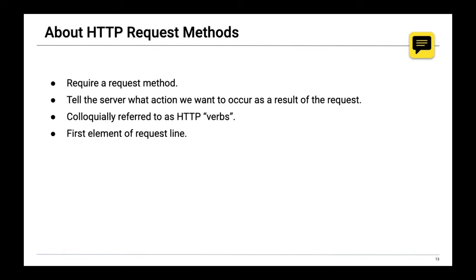Okay, so talking a little bit about those request methods. A request method is required. It's going to tell the server what action we want to occur as a result of this request. Colloquially, I can never say that word, it's referred to as an HTTP verb, okay? Kind of like we said methods in Java were usually written as names that were verbs, and it's the first element of the request line.